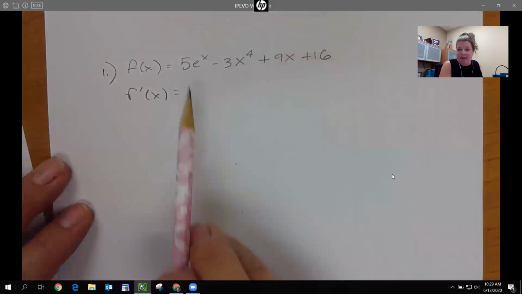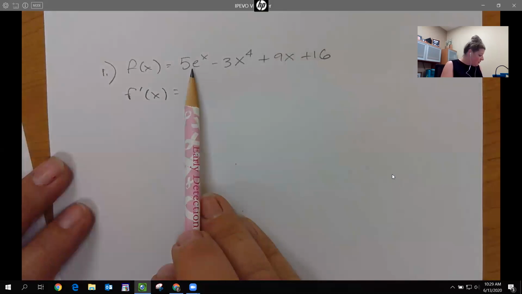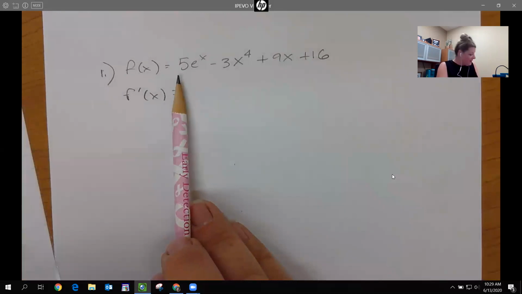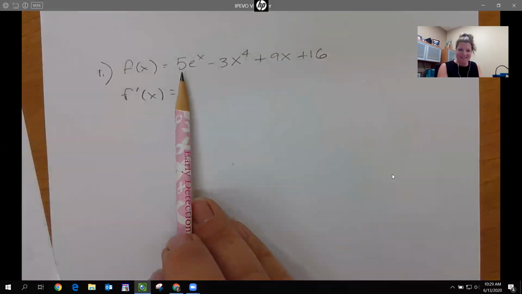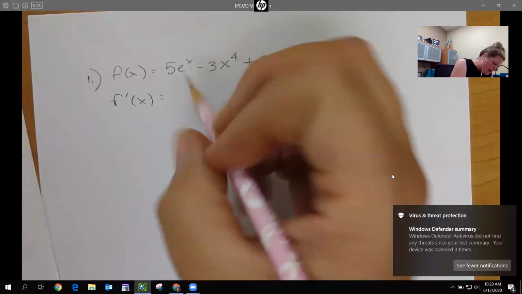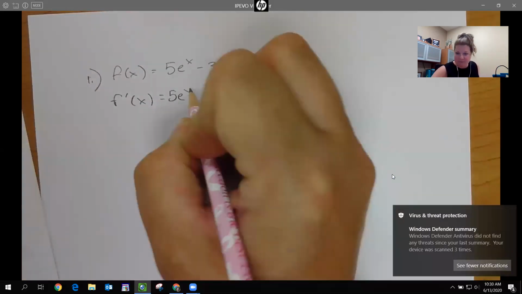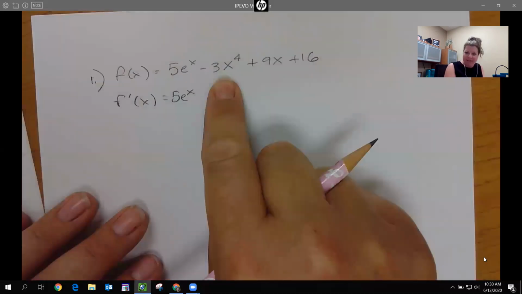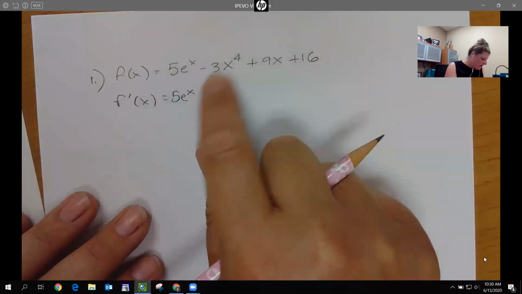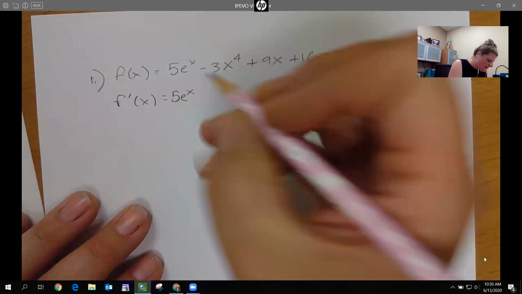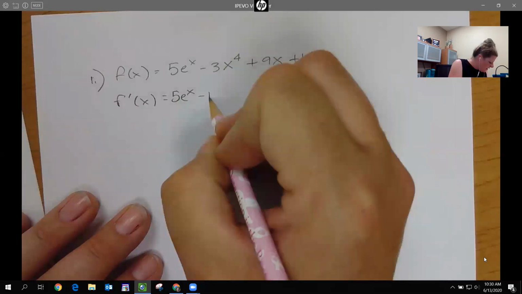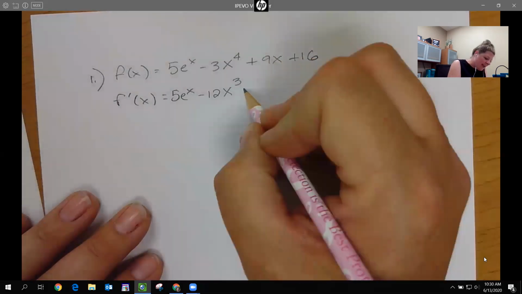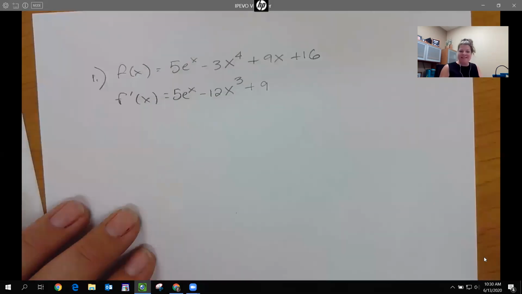So what is the derivative of 5e to the x? Well, we also know we keep the constant out front, and the derivative of e to the x is e to the x. So this one will stay 5e to the x. Okay, so then the next term doesn't have a log or anything, so we're just going to bring down that exponent, and 4 times negative 3 is negative 12x to the third, lose 1 there. Derivative of 9x will be 9. Derivative of 16 will be 0. So there you go.